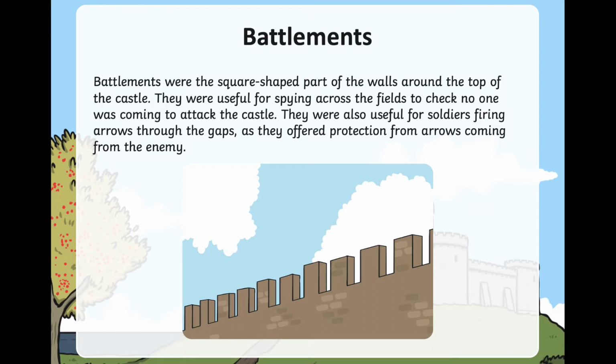Why do you think they were good for offering protection from arrows coming from the enemy? What do you think the people maybe did? I think maybe the people inside the castle might have stood behind the bit of the battlement that sticks up, and that would have protected them, and they could reach round and fire the arrows through the gaps.